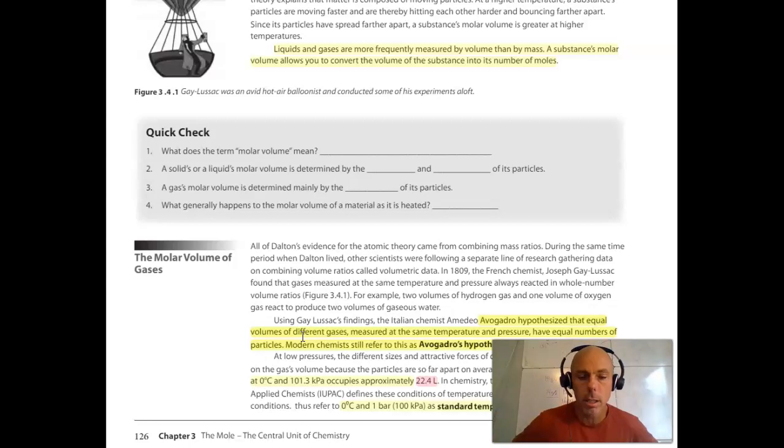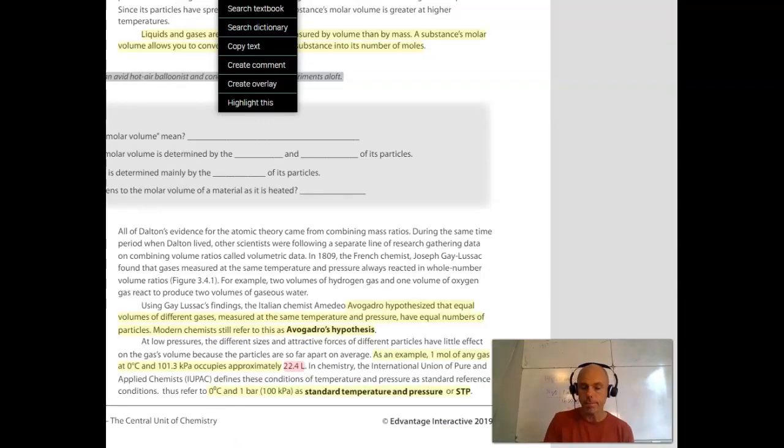So temperature affects spacing, and so does pressure. And if the gases we're talking about are at the same temperature and pressure, they will occupy the same volume. That concept, again, is referred to as Avogadro's hypothesis. So as an example, 1 mole of any gas at 0 degrees Celsius and a pressure of 101.3 kilopascals. We'll talk about units for pressure later, except that kilopascals is a unit for pressure, occupies approximately 22.4 liters.